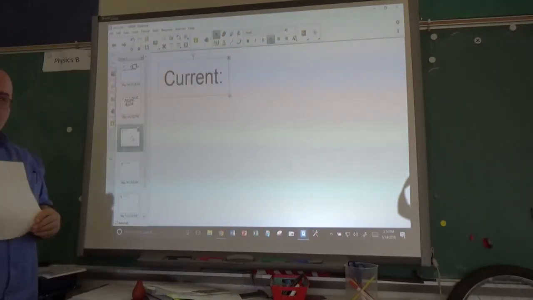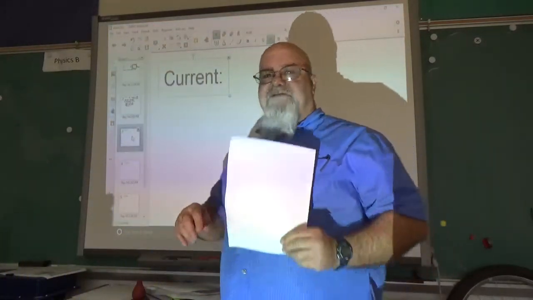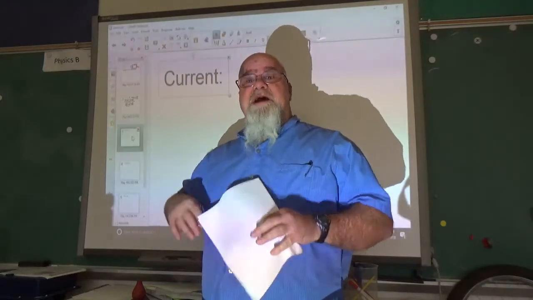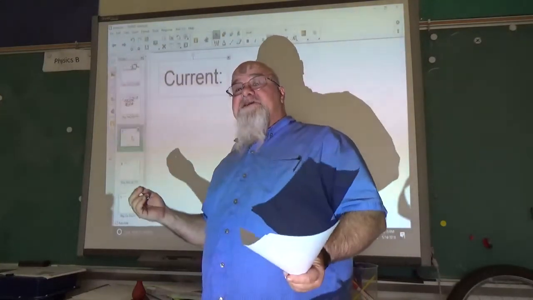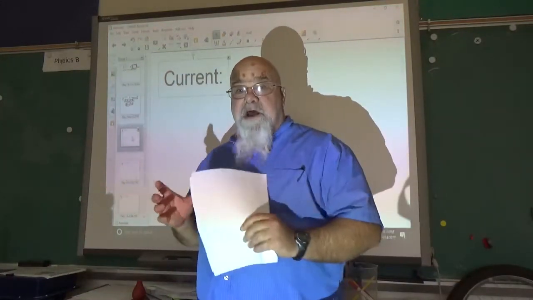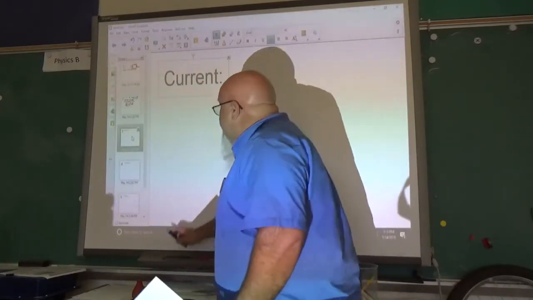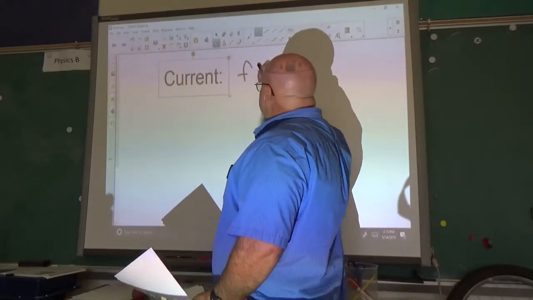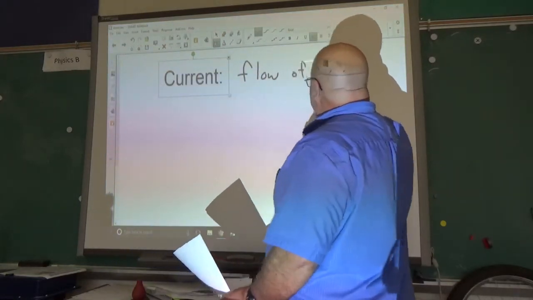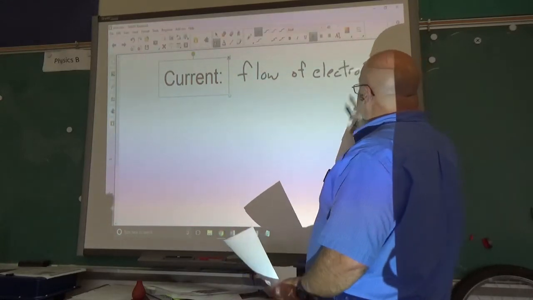The next part we brought up is current. Current is the flow of electrons. All those little electrons want to scamper along the wire. They want to get in. They want to leave. Technically, we think of it as leaving the positive and coming back to the negative end. That works at this level of physics. So current is the flow of electrons.